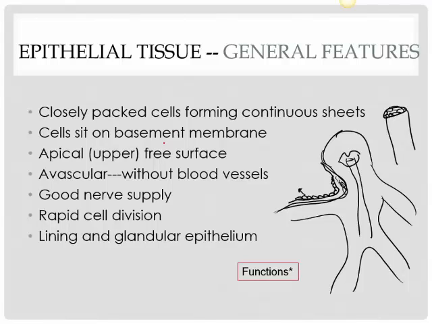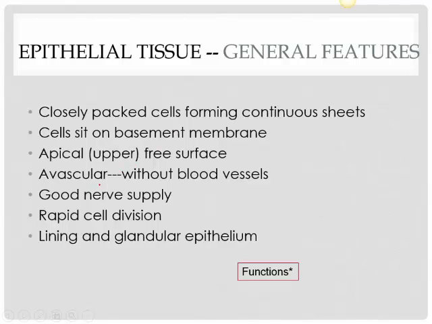Another important fact, epithelium does not have any blood vessels. It's avascular. So how does it get its nutrition then? It gets its nutrition from below, from the connective tissue below. So it's sitting on the basement membrane, and below it are other tissues like connective tissue, muscle tissue. So it gets its nutrition from below through diffusion.